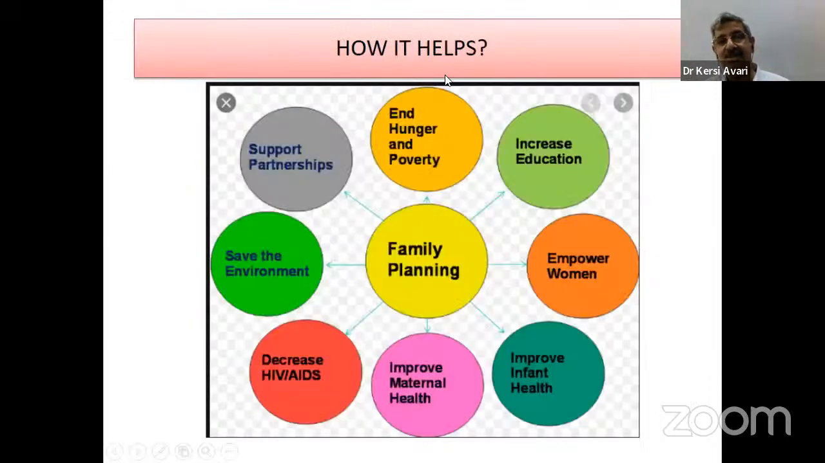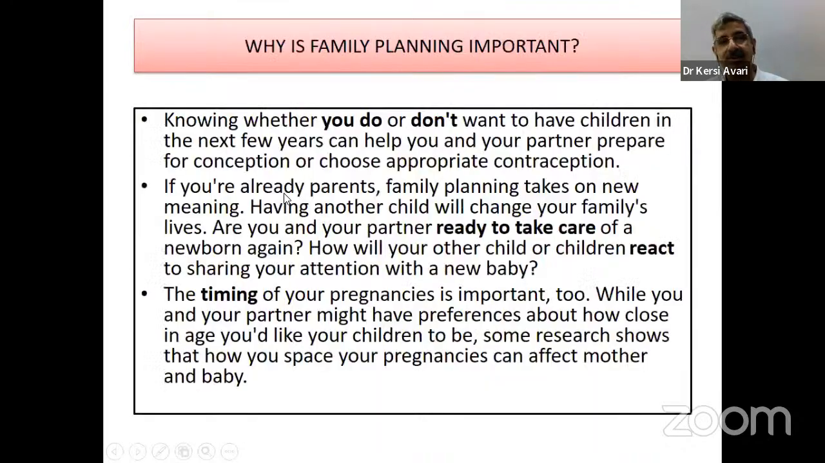Now, how does it help? Family planning will increase education, empower women, improve maternal health, help prevention of AIDS, environment and partnership. There is a multifaceted approach to it. Why is it important? Knowing whether you do or you don't want to have children in the next few years can help mentally prepare you so you can choose an appropriate modus operandi of contraception.